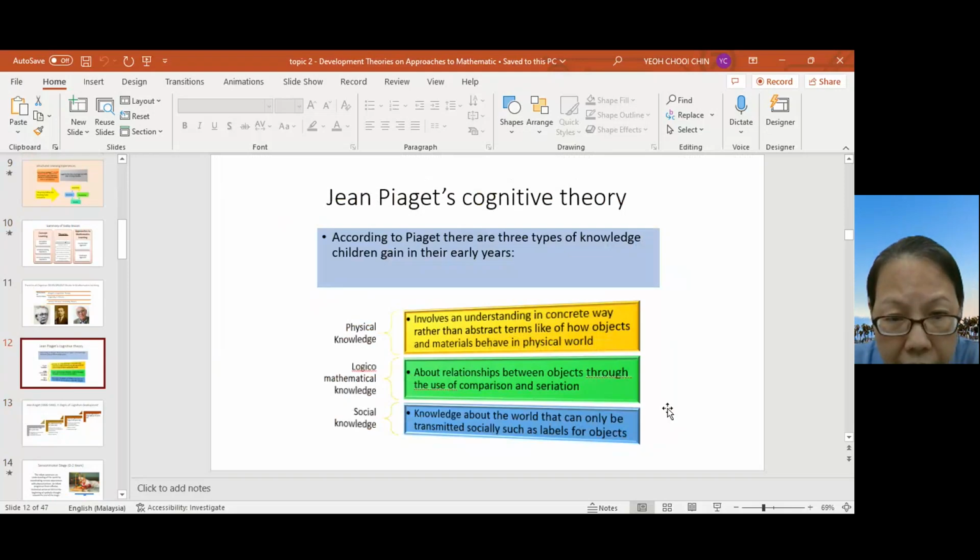First, physical knowledge involves an understanding in a concrete way rather than abstract terms, like how objects and materials behave in the physical world. Physical learning is something concrete, something tangible. They can see, they can touch, they can feel. Second, logical mathematical knowledge is about relationships between objects through the use of comparison and seriation. The relationship between this and this.